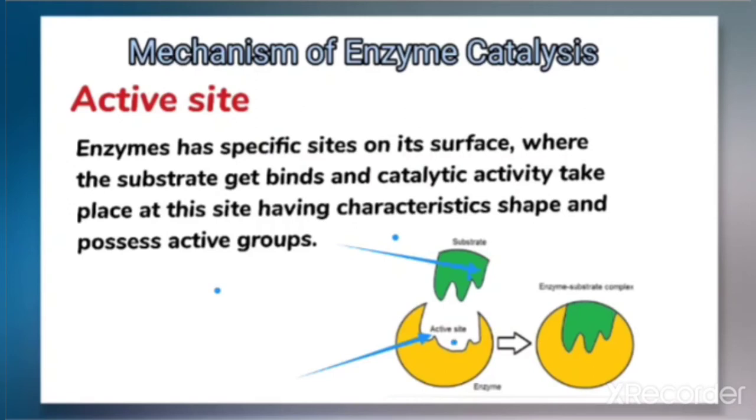That is a site which is found on the surface of the enzyme. The substrate gets bound on the site, which has a characteristic shape and possesses some active groups. Such sites are called active sites. Now we'll be discussing the mechanism of enzyme catalysis.